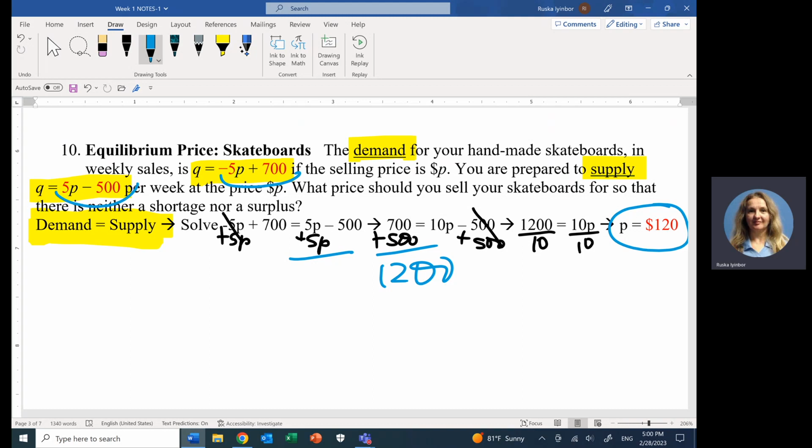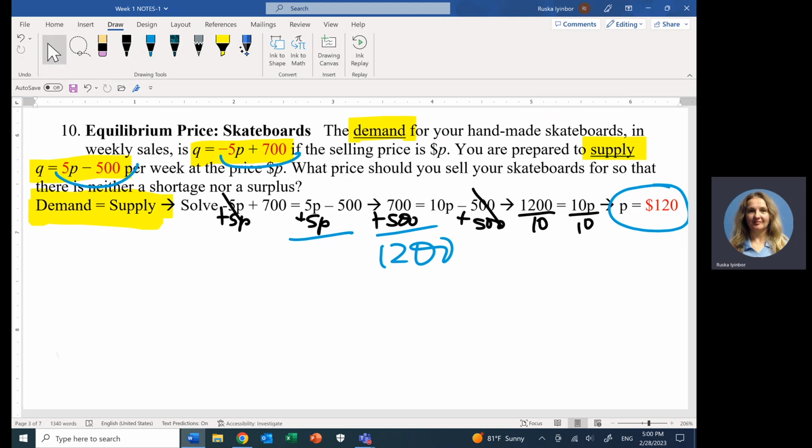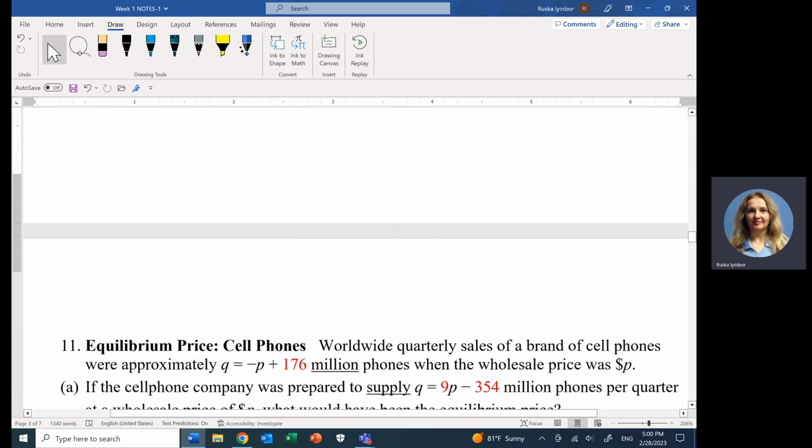So what that means is, if I sell each skateboard for $120, then the demand is going to be equal to the supply and you're going to have the equilibrium price. Okay? So that's number 10, and number 11 is similar.